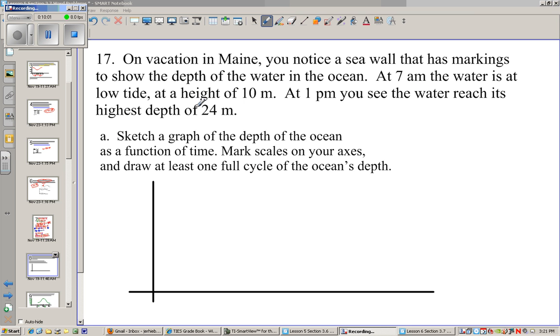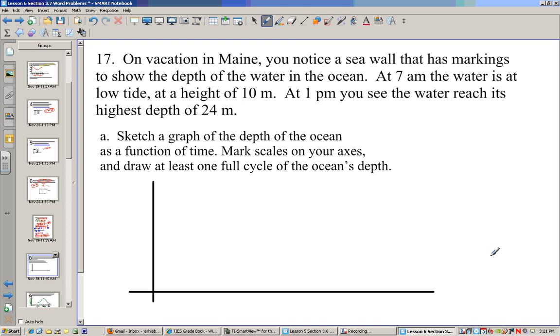All right, we have another problem. On a vacation in Maine, you notice a seawall that has markings to show the depth of the water in the ocean. At 7 a.m., the water is at low tide at a height of 10 meters. At 1 p.m., you see the water reach its highest depth at 24 meters. Sketch a graph of the depth of the ocean as a function of time, mark the scales on your axis, and draw at least one full cycle of the ocean's depth.